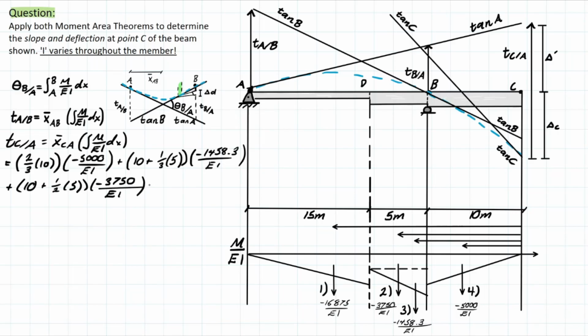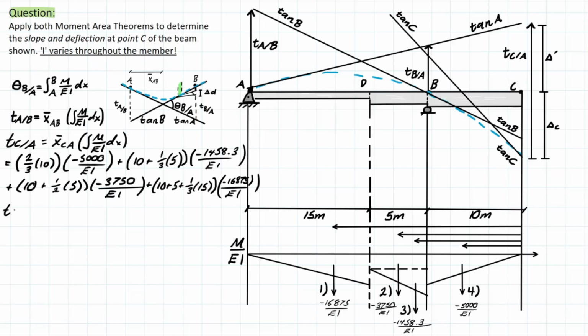And lastly, we are taking this segment 1 here, going from point D to point A to finish off. And that resultant is located at 10 plus 5 plus 1 over 3 of 15. So 10 plus 5 plus 1 over 3, 15. And that is times the resultant value, which is negative 16,875 over EI.